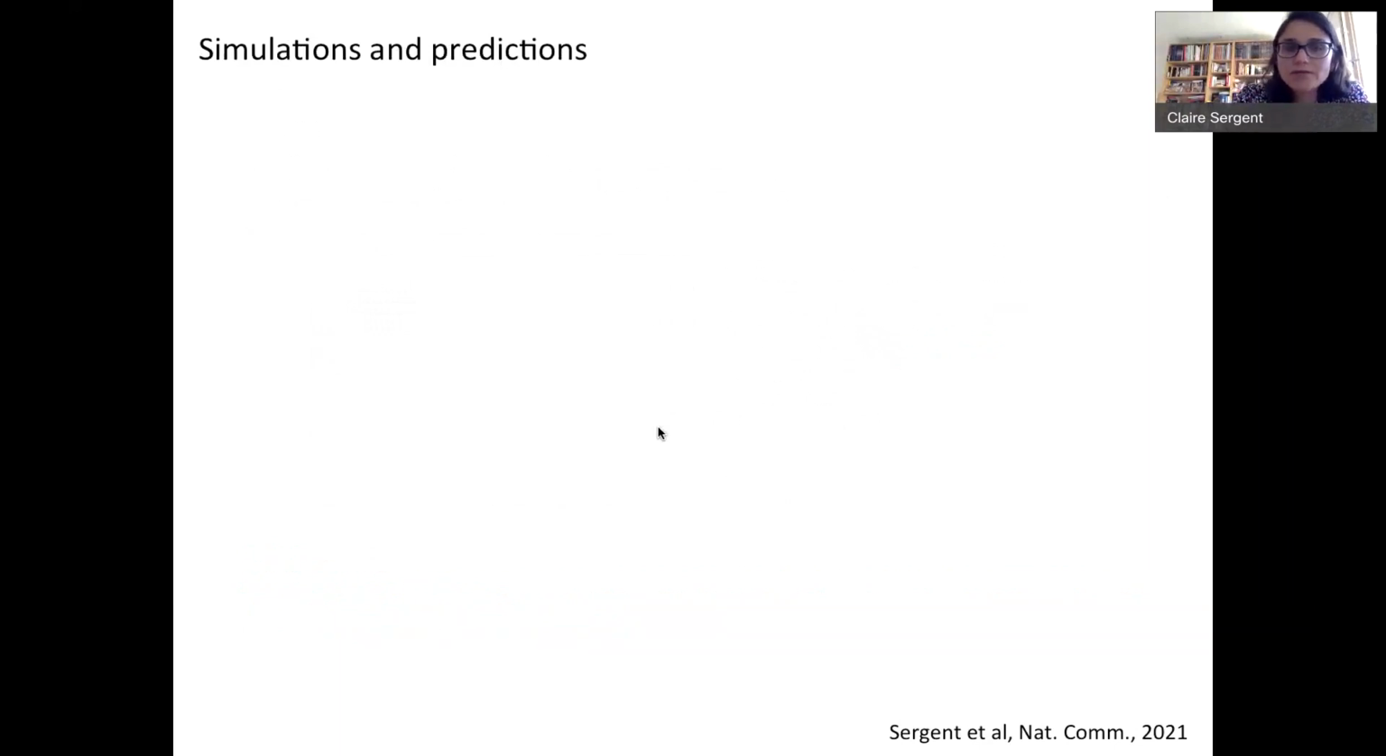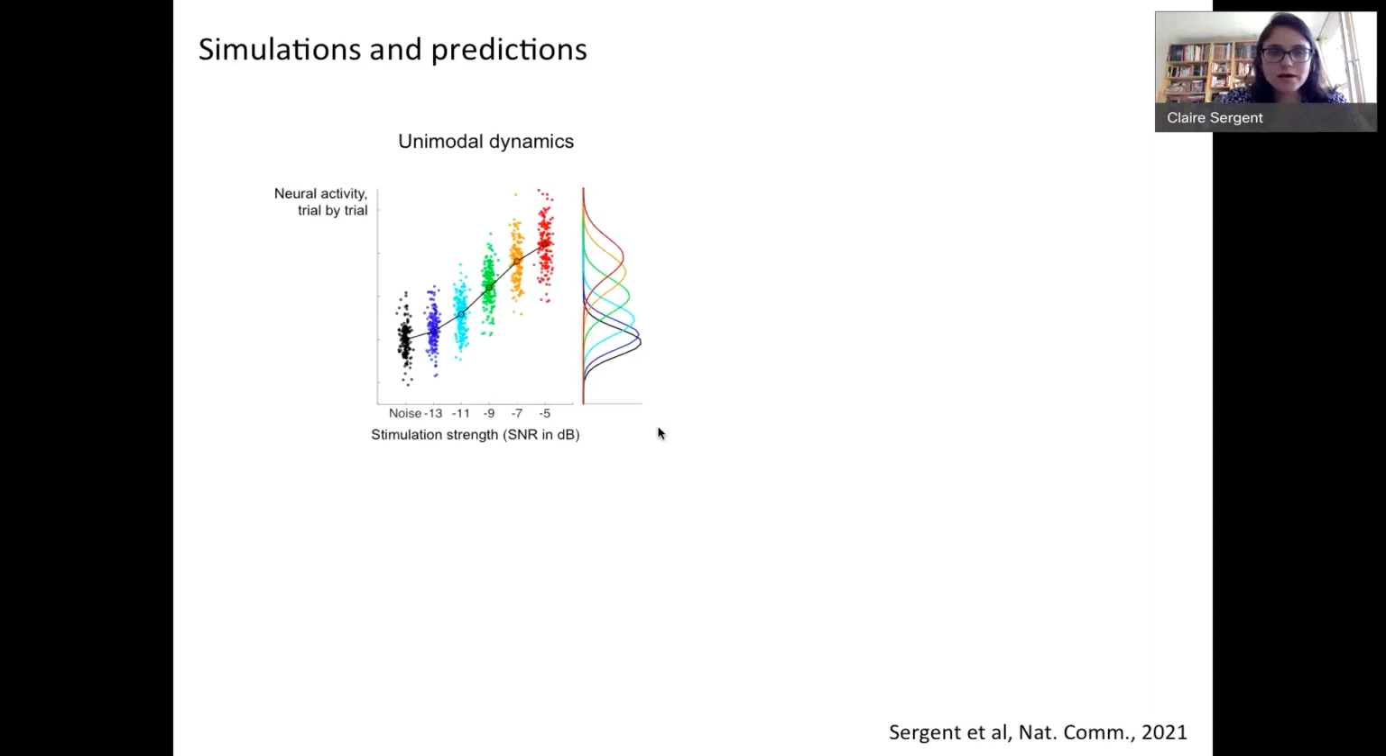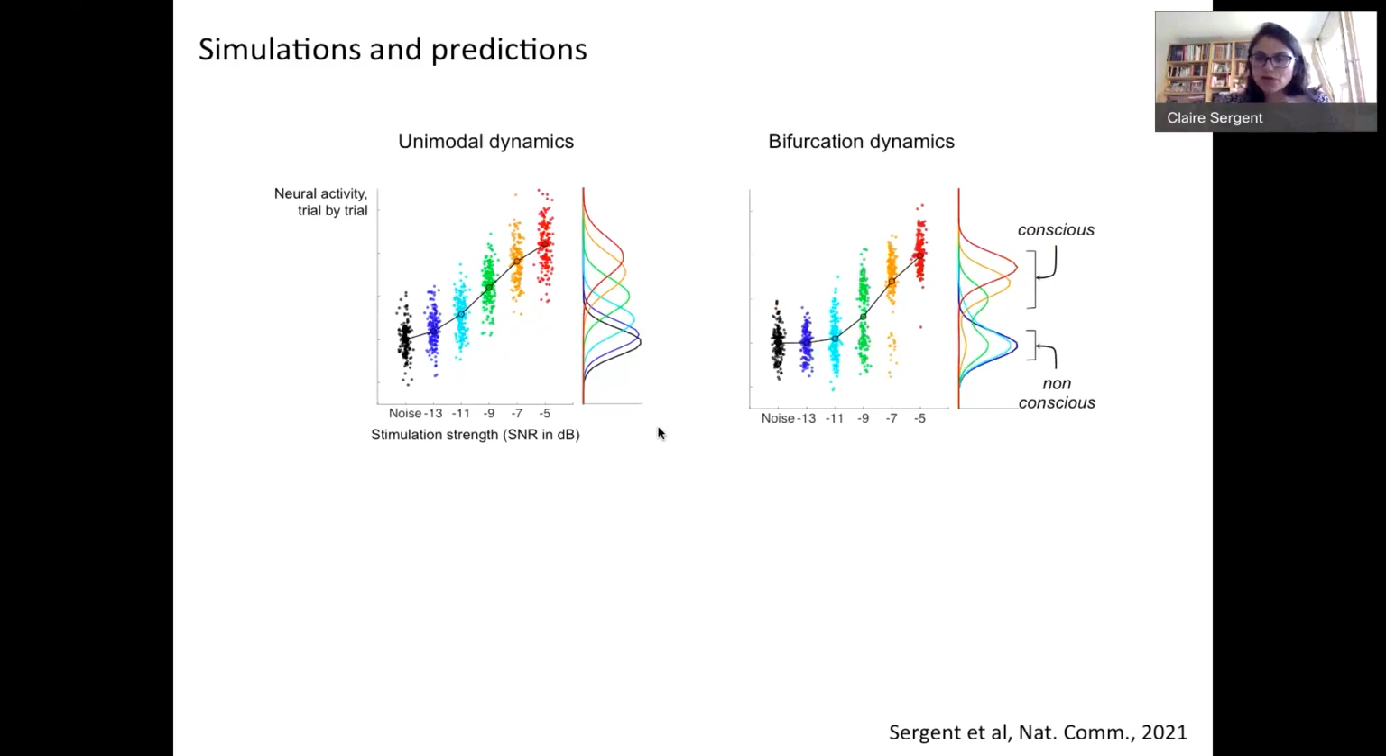Okay, right. So before I go to the results, I need to also describe an important aspect of this experiment, which is that instead of going on with rather descriptive ways of analyzing the dynamics, we decided to really model what we meant by gradual versus bifurcation dynamics. So these are the two types of dynamics that we might want to contrast.